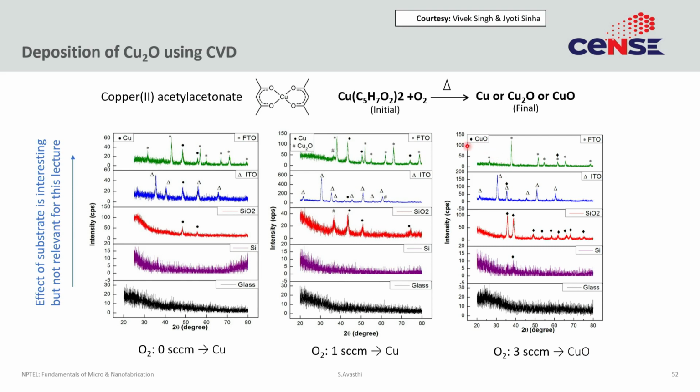But it's even more complicated than that. If you now look at this, we don't just have a silicon dioxide substrate, we actually have ITO substrate, FTO substrate, silicon and glass. And there is also a huge dependence on substrate, right? This is a very interesting observation. The reasons for this, however, will not be clear in this lecture. You might need to see the following lectures to completely appreciate it.